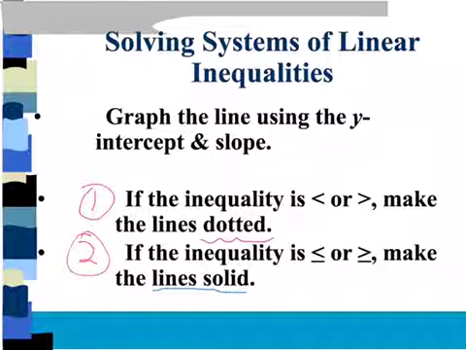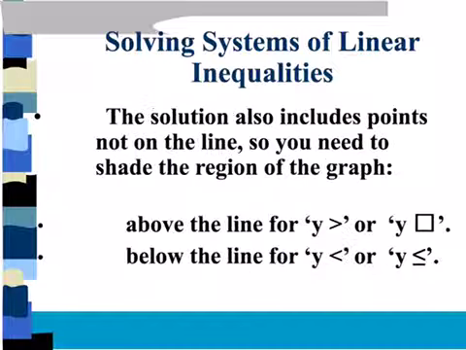This is pretty easy to remember. If there's a solid line underneath the inequality sign, you use a solid line. So when it's less than or equal to here, you see the solid line, that means we use a solid line. If there's no line, that means it's a dotted line. So it also includes points not on the line.